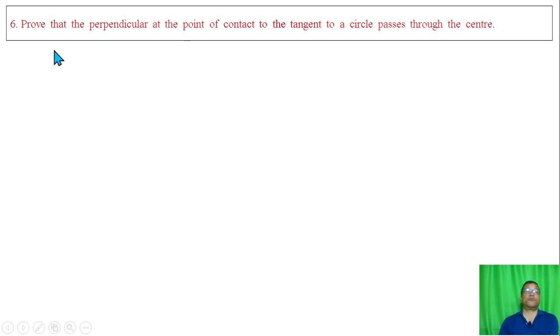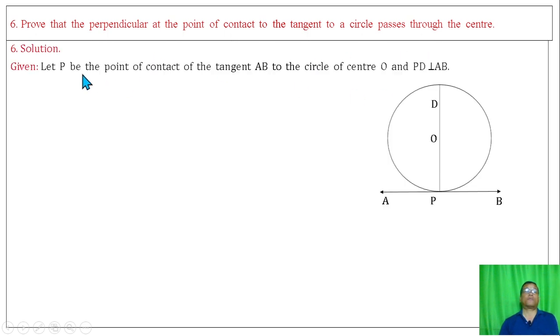Question number 6. Prove that the perpendicular at the point of contact to the tangent to a circle passes through the center. The line perpendicular to the tangent at the point of contact of the circle passes through the center of the circle, we have to prove.